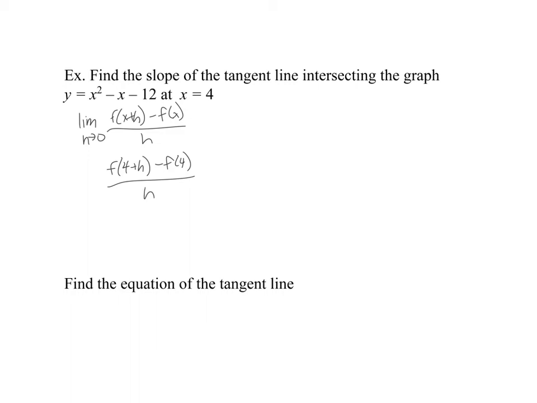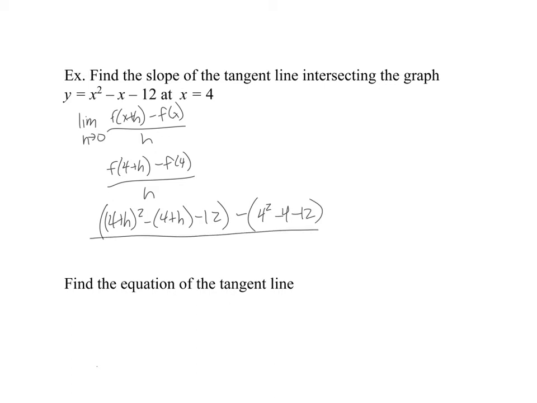So now we're going to plug 4 plus h into our equation. So we'd have (4 plus h) squared minus (4 plus h) minus 12. So that's our first expression. The second part, we're going to subtract f of 4. We could do it separately, but I'm just going to do it here to save a bit of time. So plug 4 in, we'd have 4 squared minus 4 minus 12, all of that over h. So quite a bit of algebra, but again, it's just FOILing and simplifying.